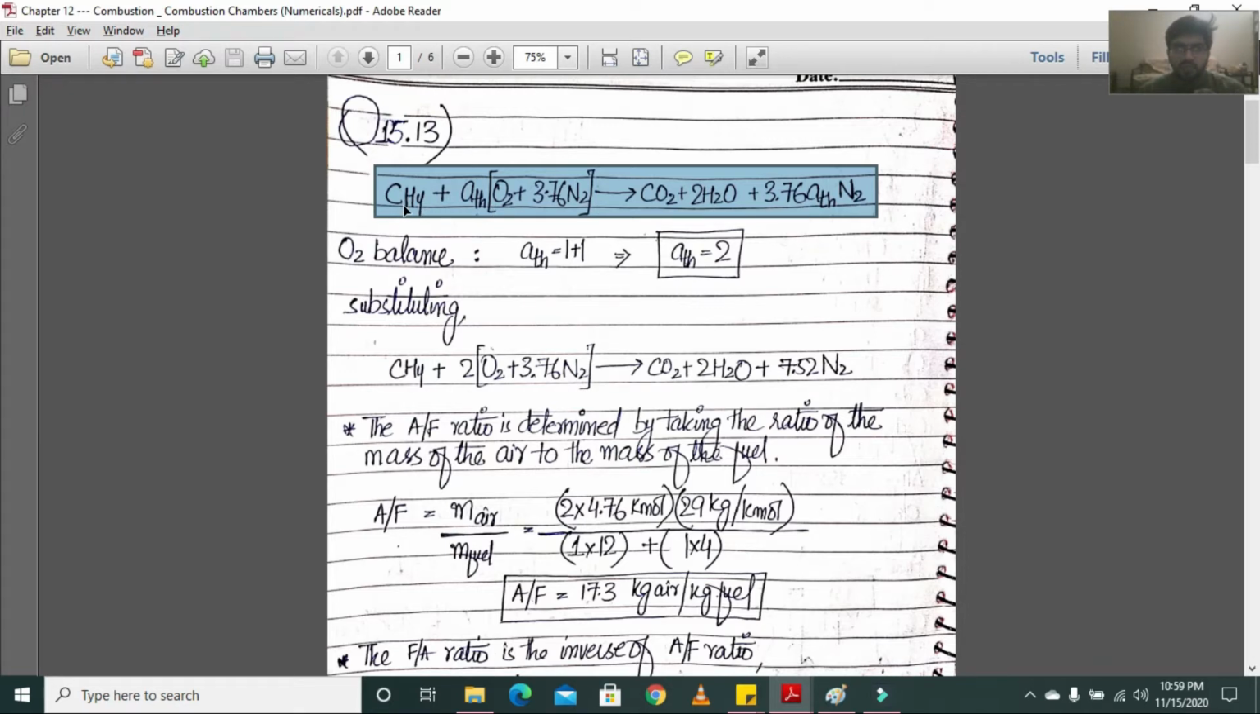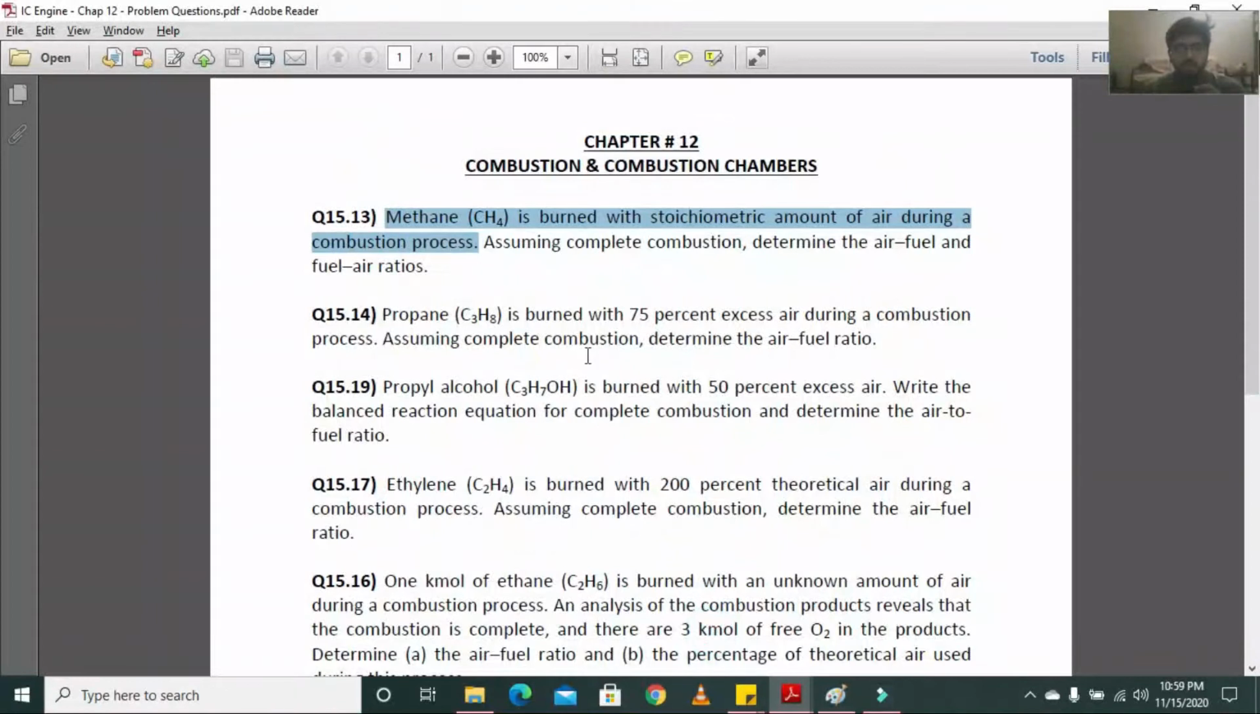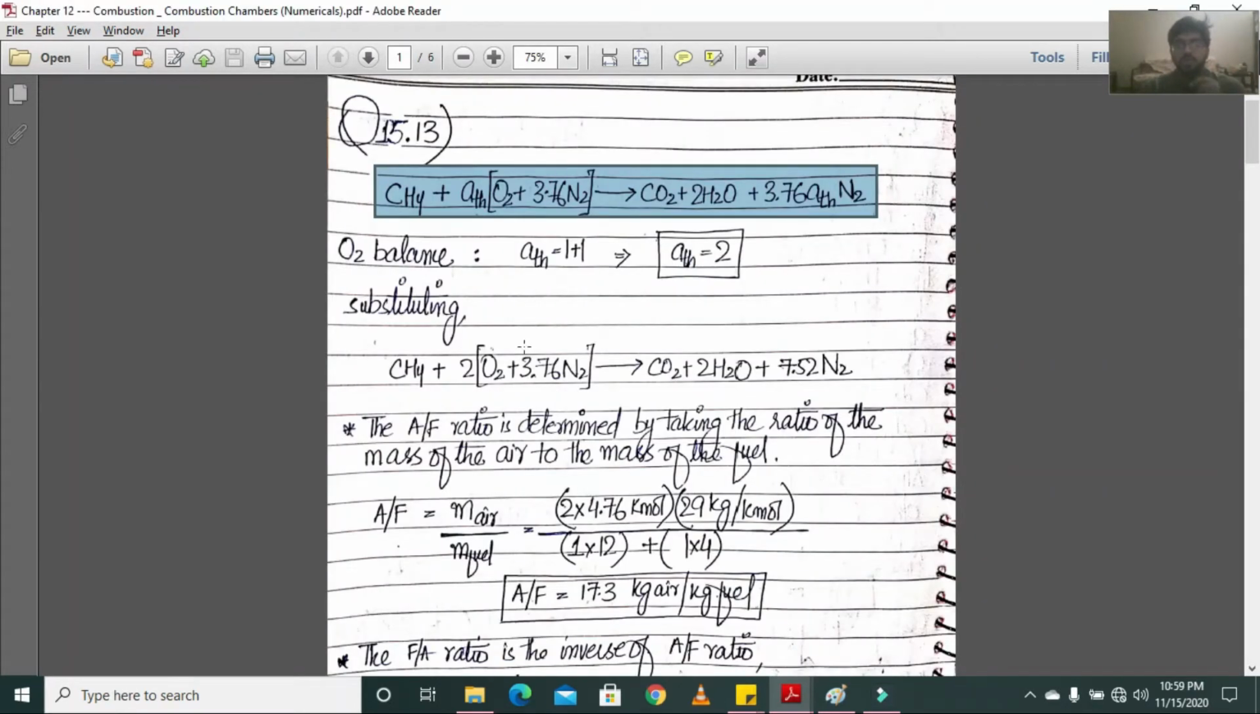I think that was question number 15-19 maybe, let me just check it. 15-19, yes. I have utilized that method of oxygen atom balancing where I have oxygen in the fuel, but there is no hard and fast rule regarding this. You can either balance with the oxygen atom or with the oxygen molecule as well. So now coming back to the question.